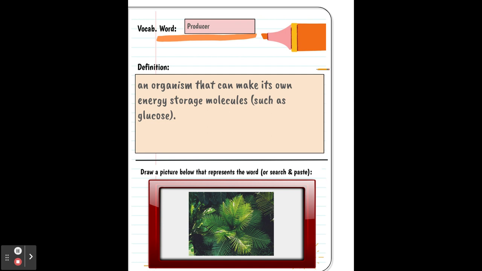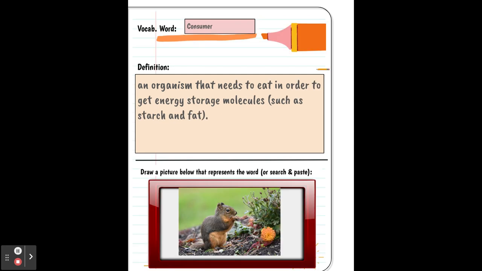So the producer makes the energy storage molecules, and then the consumer has to eat those energy storage molecules or eat the producer in order to go about its daily functions. So a consumer, our next one, is an organism that needs to eat in order to get energy storage molecules such as starch and fat and glucose.